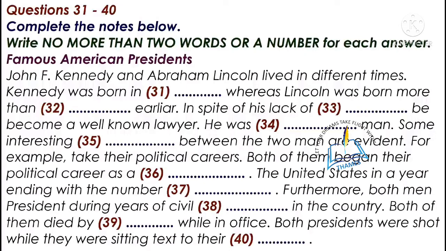Because Kennedy came from a wealthy family, he was able to attend expensive private schools. He graduated from Harvard University. Lincoln, on the other hand, had only 1 year of formal schooling. In spite of his lack of normal schooling, he became a well-known lawyer. He taught himself law by reading law books. Lincoln was, in other words, a self-educated man.